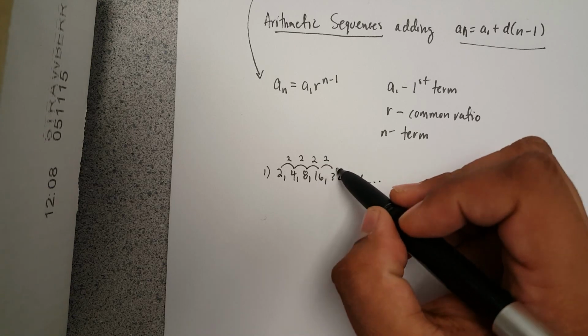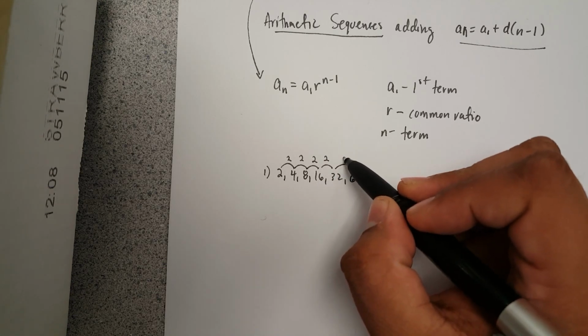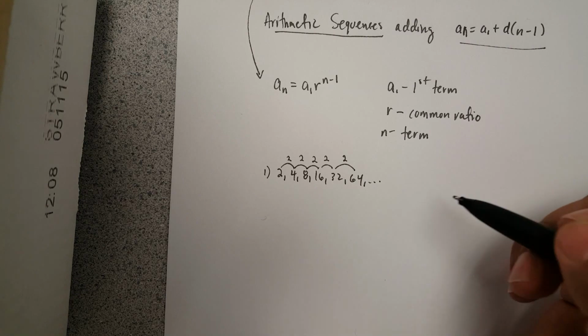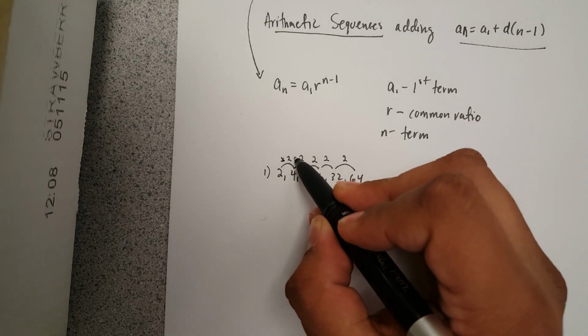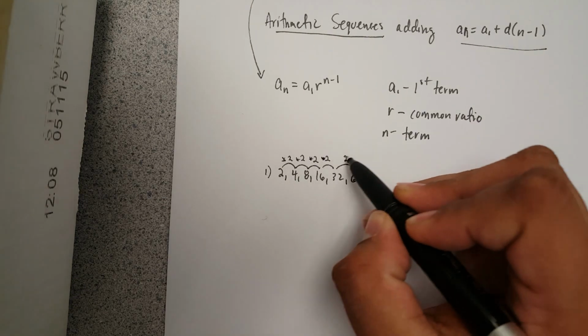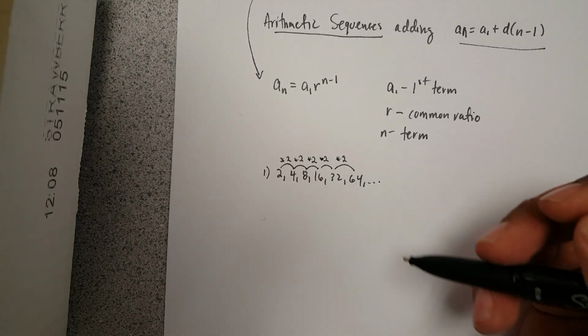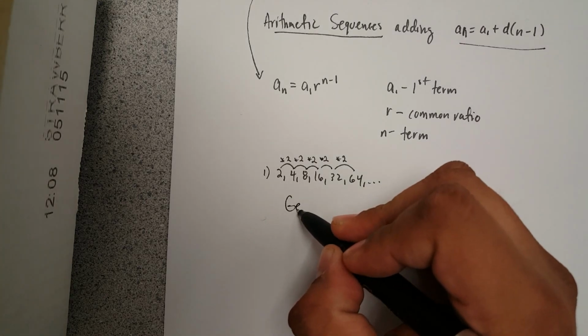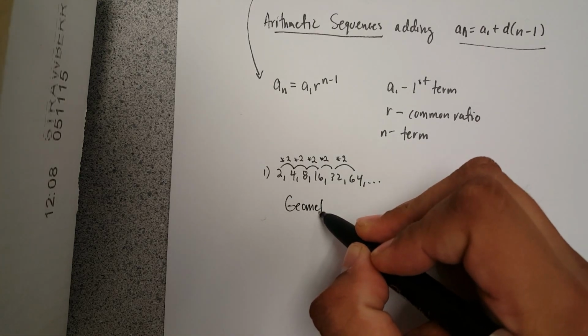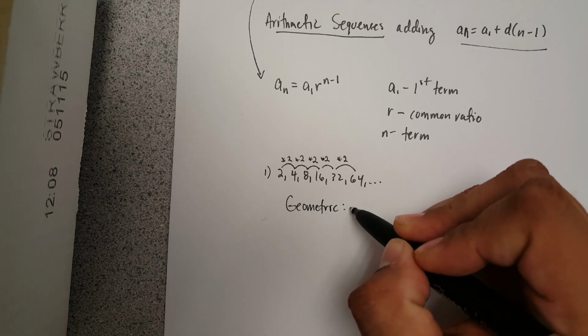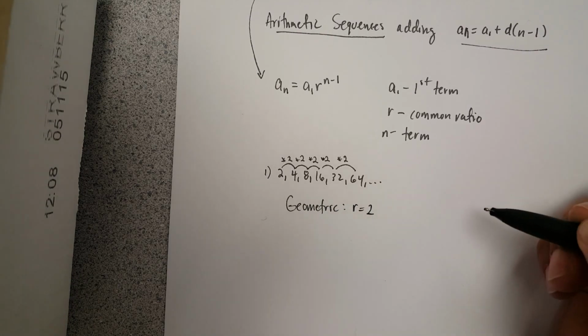16 times 2 is 32, and then 2 times 32 is 64. So we're always multiplying by this number, multiplication all across the board. Because of that, we can say it's geometric, and we can say that r is equal to 2.